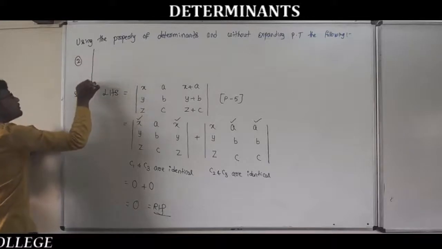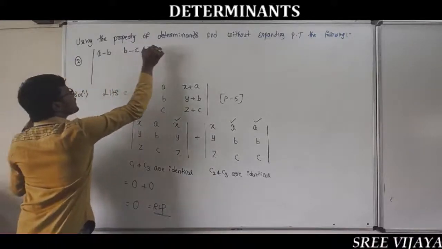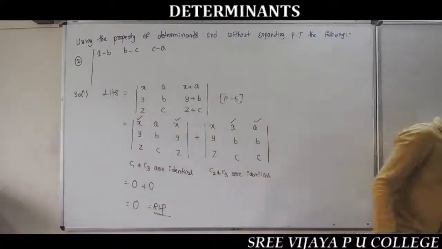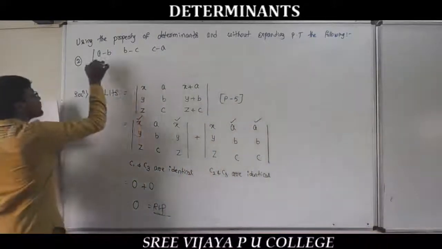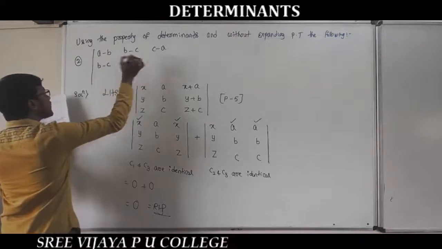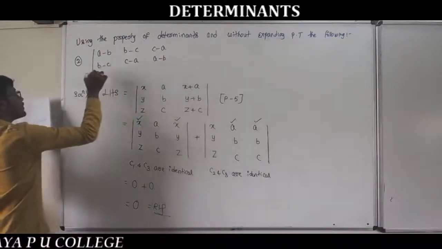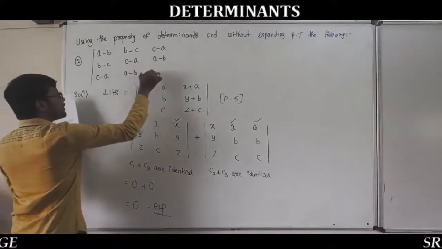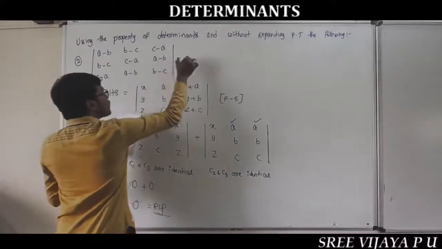Second one. A minus B, B minus C, C minus A. B minus C, C minus A, A minus B. C minus A, A minus B, B minus C will be equals to 0.